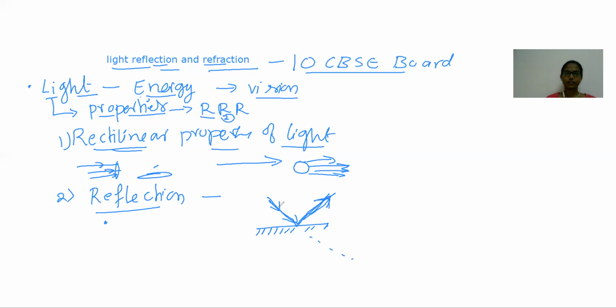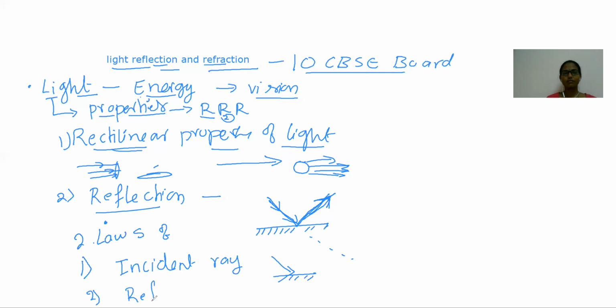To understand reflection clearly, in previous classes you already learned the laws of reflection. There are two laws of reflection. For the first law, the incident ray is the ray which is falling on the mirror. The ray which is coming out from the mirror is called the reflected ray. This is the incident ray, this is the reflected ray.